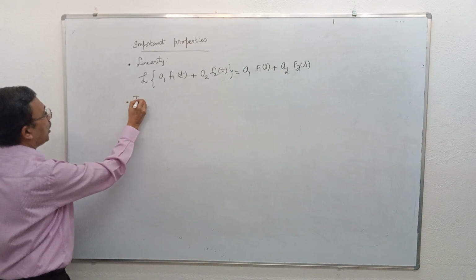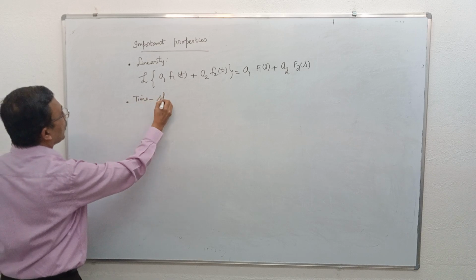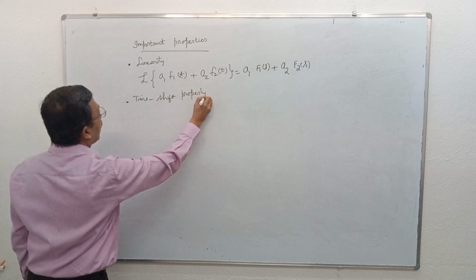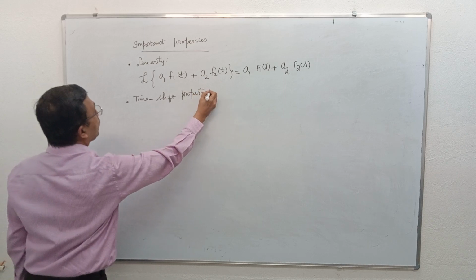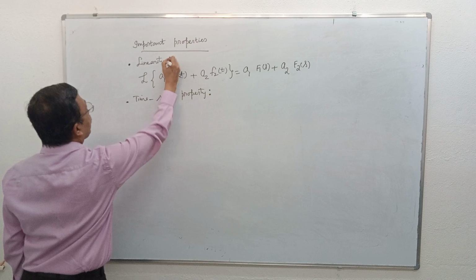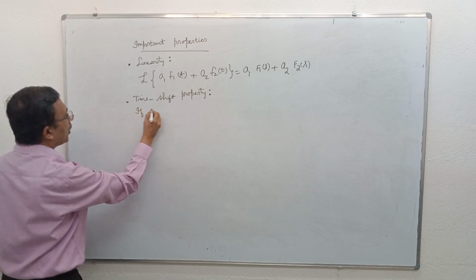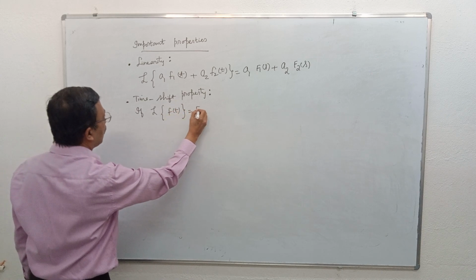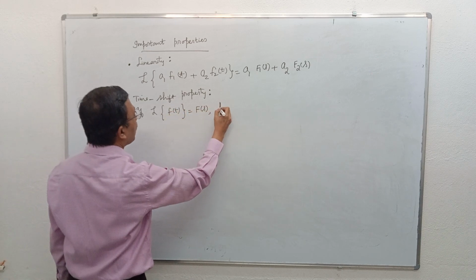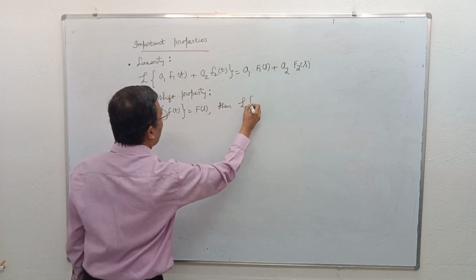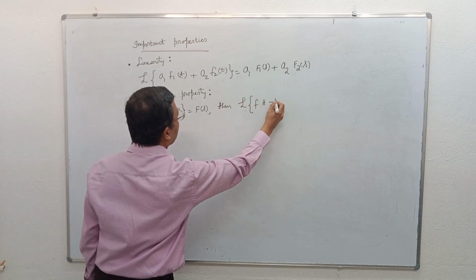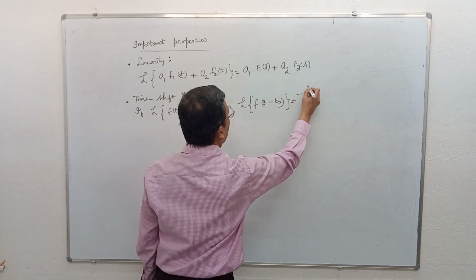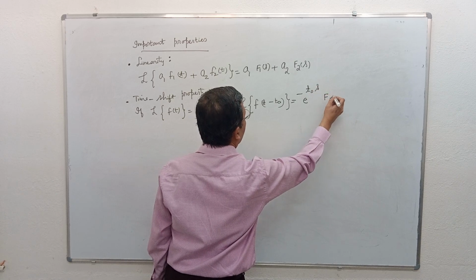Second property, time shift property. If Laplace transform of f of t is equal to F of s, then Laplace transform of f of t minus t naught is equal to e to the power minus t naught into s into F of s.